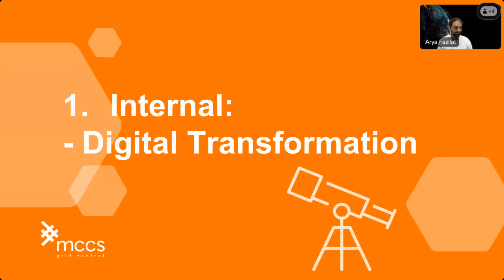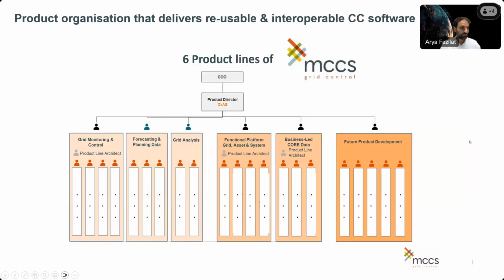Internally, Mirko already mentioned, it's part of the digital transformation. As I told you, we have to transform as a transmission system operator across the value chain, from planning, building, operating, and maintaining. For the operation side, we have to digitize system operation. And to do so, we have developed a product organization that delivers reusable and interoperable control center software, so functionalities for the control center. And to do so, we have now 6 product lines of MCCS that are delivering software.